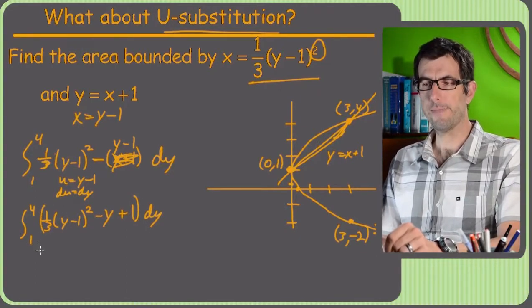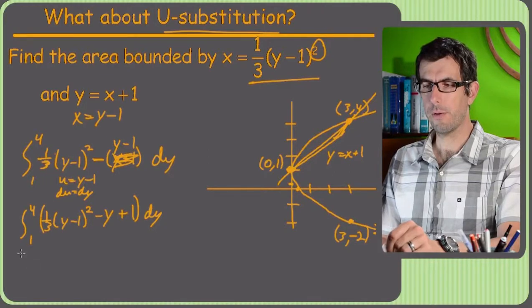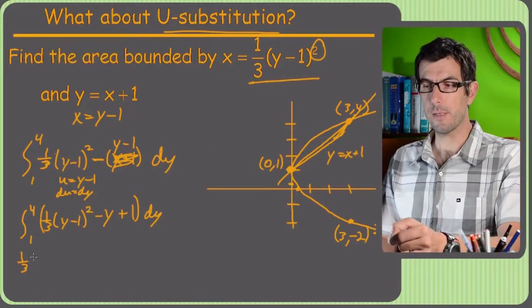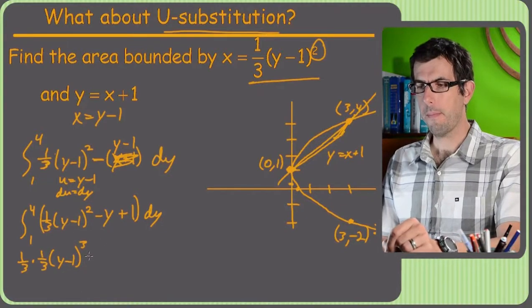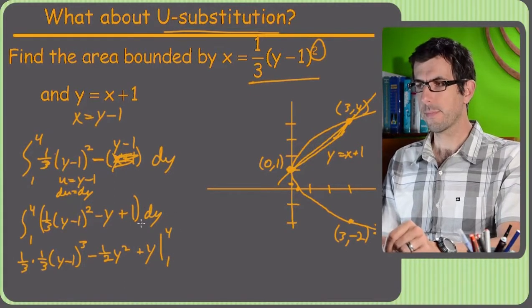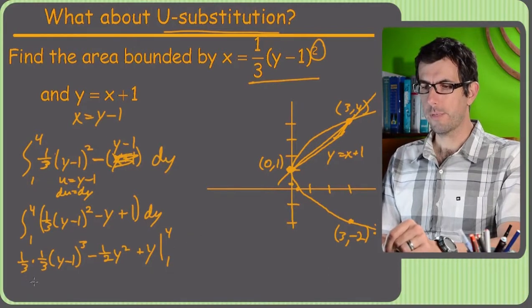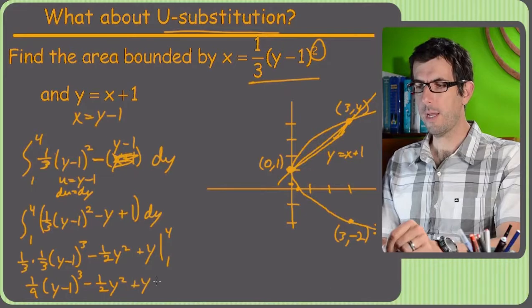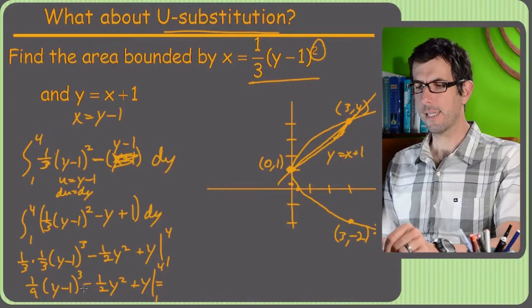All right, so now I can integrate. So I've got 1/3. Now I got to do a power rule on this y minus 1, so its new power is 3, so that's times another third, y minus 1 cubed, minus 1/2 y squared plus y, and that's evaluated from 1 to 4. All right, so we got 1/9 times y minus 1 cubed minus 1/2 y squared plus y, 1 to 4. So let's get going.